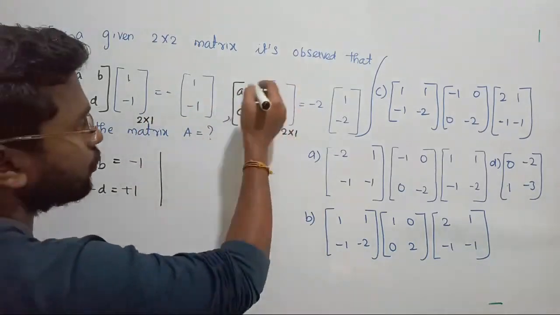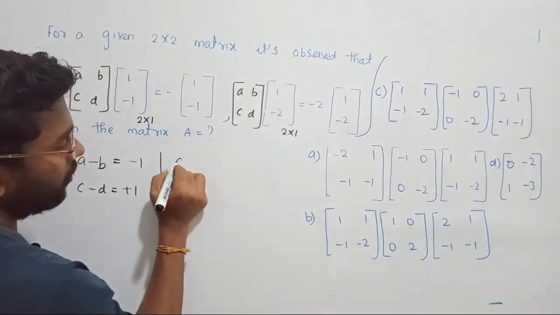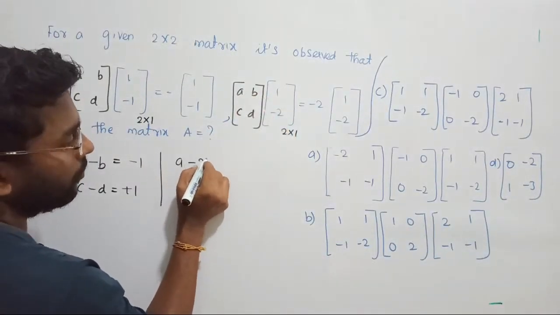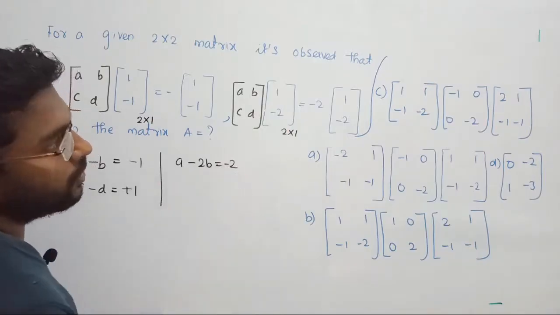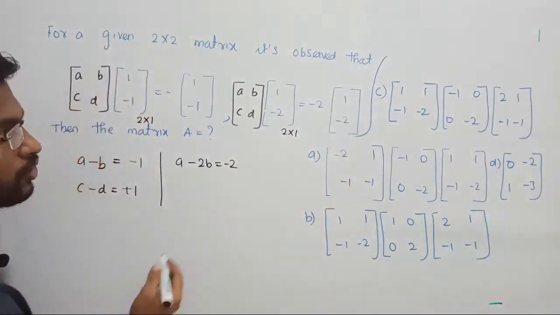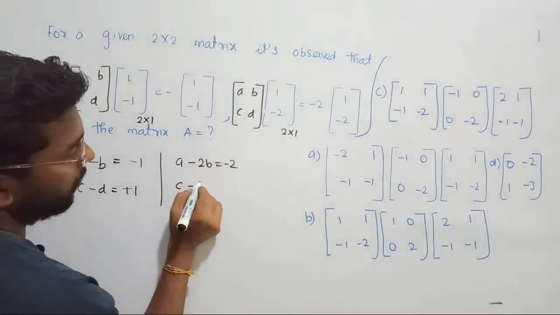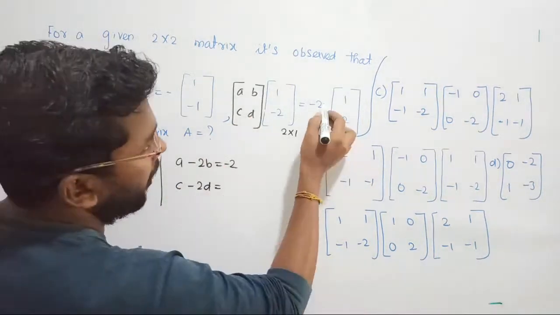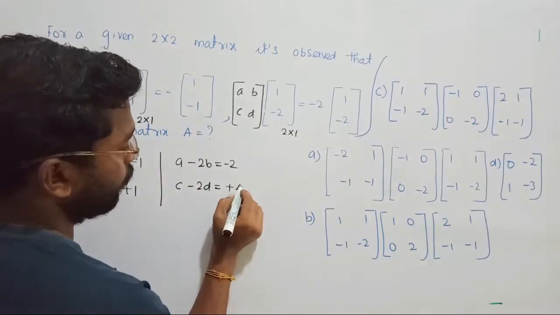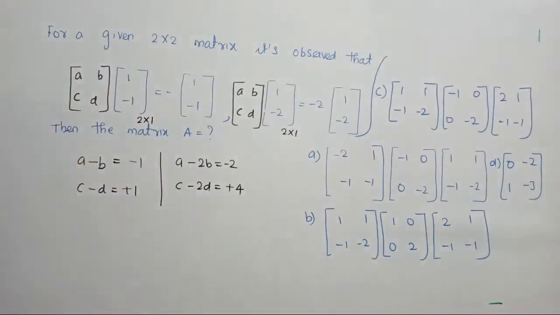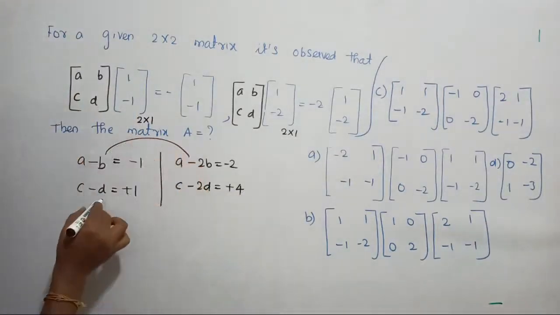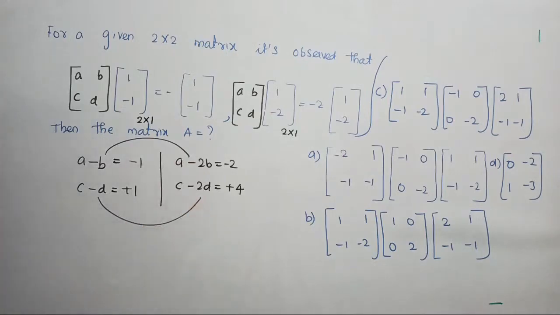Similarly, if I solve these two, let us take A into 1, minus 2 into B, 2B equal to minus 2. Minus 2 into 1 will become minus 2. Second, C into 1, minus 2 into D equal to minus 2 into minus 2 will become plus 4. I hope things are very clear to you all. Now, let us solve these two equations to obtain the value of A, B, C, D. See how simple your questions are, but it is looking too difficult.